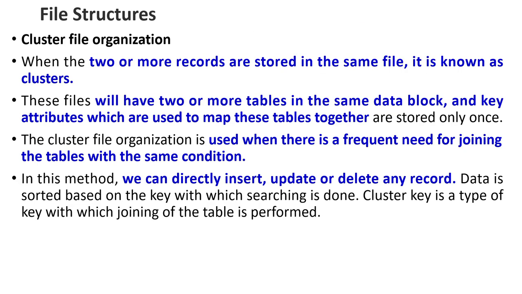Cluster file organization. When two or more records are stored in the same file, it is known as clusters. These files will have two or more tables in the data block, and key attributes which are used to map these two tables together are stored only once. The cluster file organization is used when there is frequent need of joining the tables with the same condition.